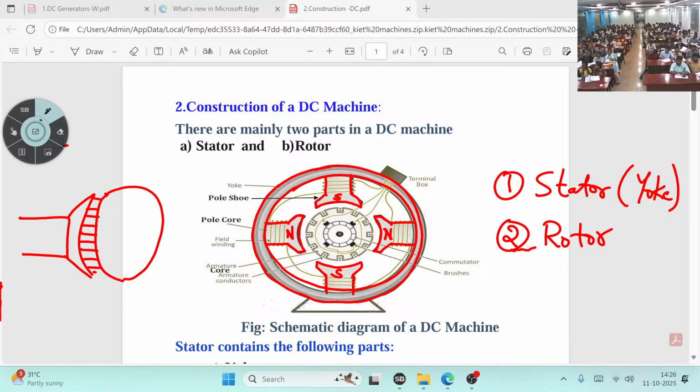Right. So these are the parts, and then see these yellow lines. We wound this yellow one. Why? Why did we wind this?